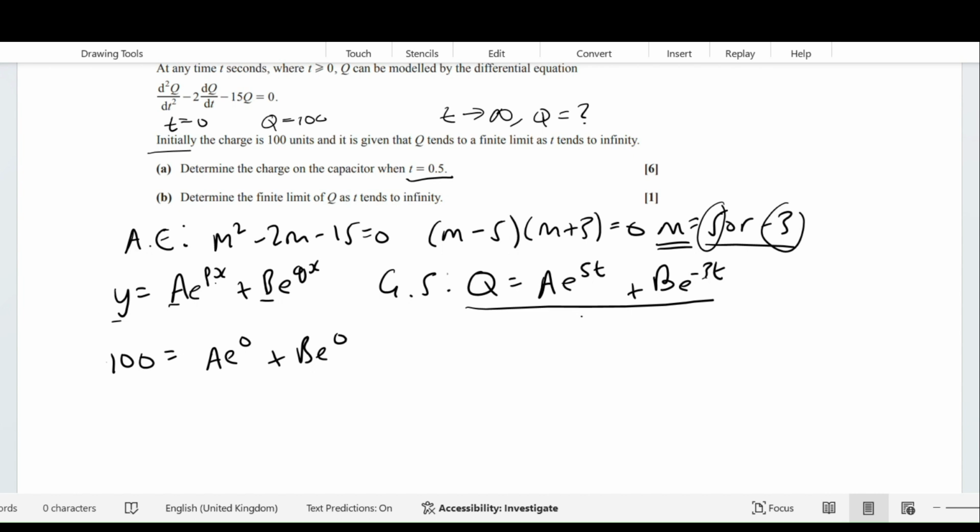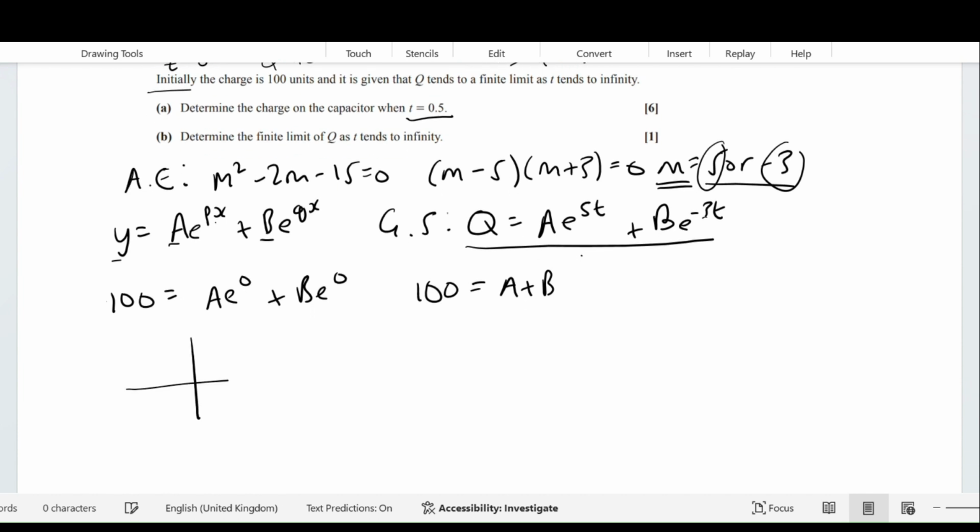E to the power of 0 is 1, so that gives us our first equation, which is 100 equals a plus b. Then we have to use the second part, which is saying as t tends to infinity, q tends to a certain value.